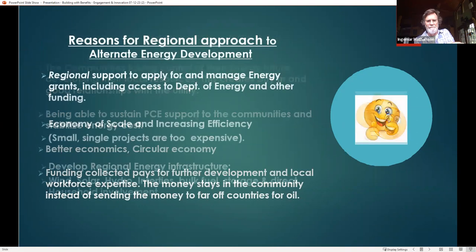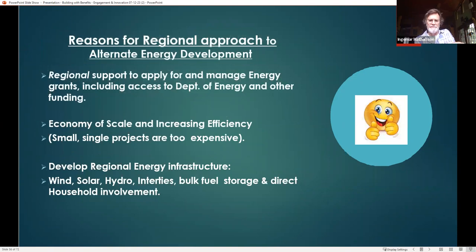Next one. So what's the reason for going regional with all this? We have 11 communities. Well, there is regional support to apply for and manage the energy grants, including access to the Department of Energy and other funding. Economy of scale and increasing efficiency: small single projects are very expensive to operate. And if we operate regionally, we can bring down the cost. And we can develop regional energy structures like interties that we're looking at this point, wind, solar, hydro, and all of it combined, including that direct household involvement that we're talking about here, the IPP.